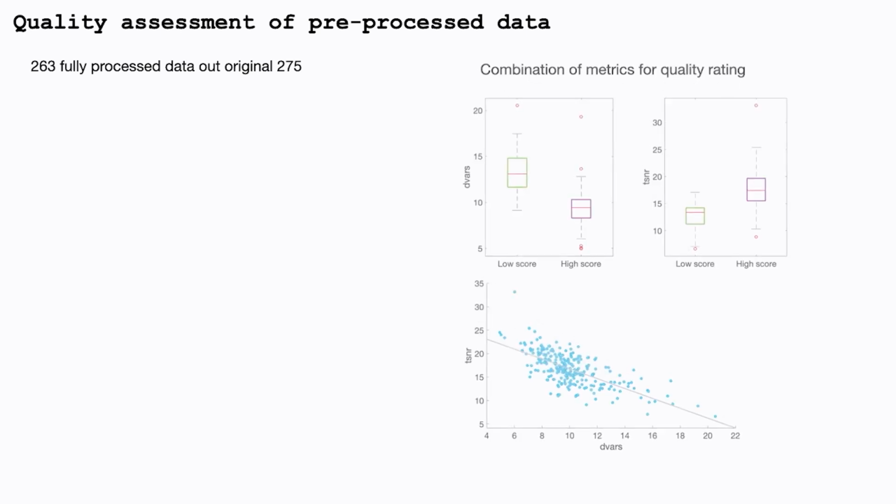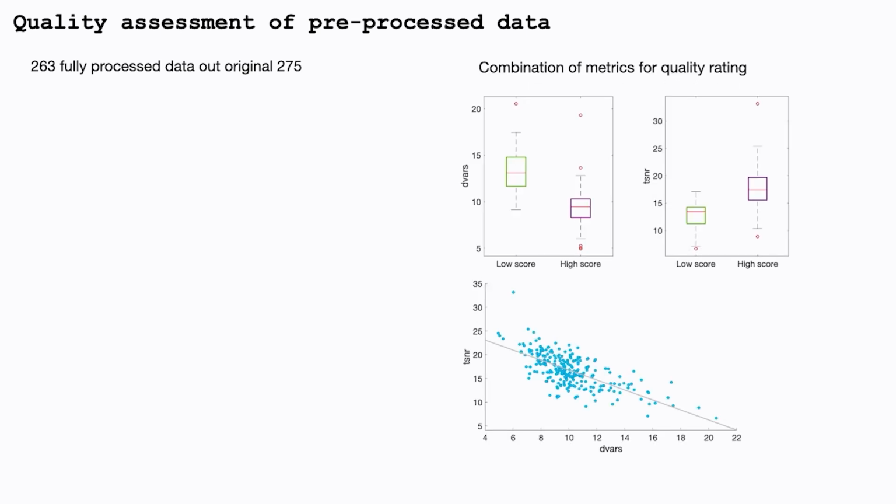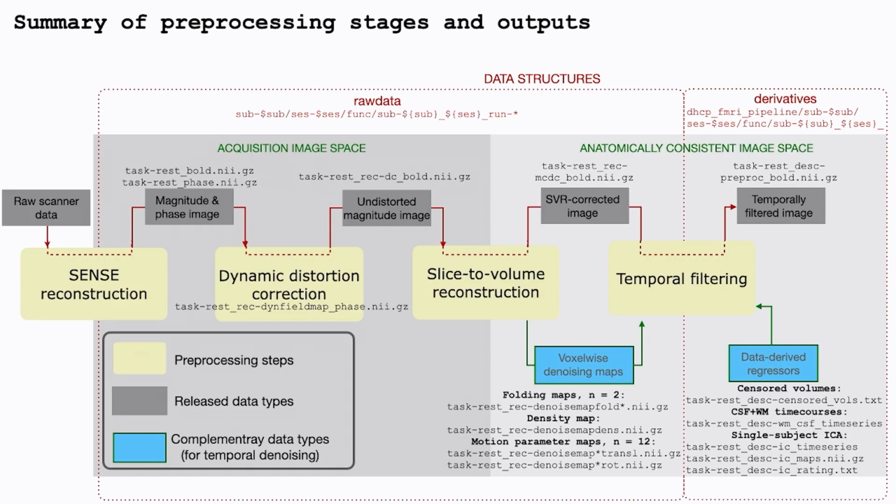The quality assessment is a special topic, which is actually difficult to discuss at the moment because, again, there are no norms on how to estimate quality here. So we use a combination of various complementary metrics, including visual assessment. And based on predetermined criteria, we come up with 270 cases which we think could be suitable for the analysis. Okay, so this is a summary of preprocessing stages outputs and also data types released.